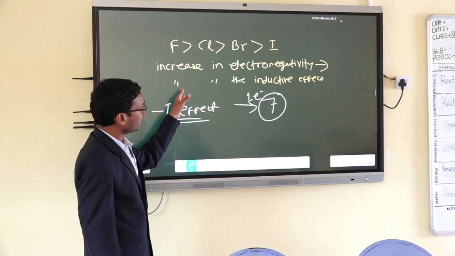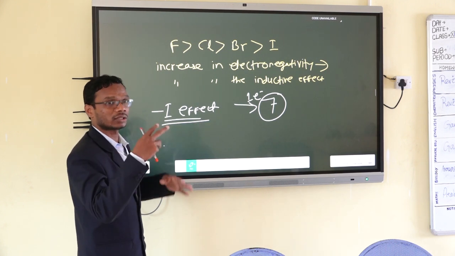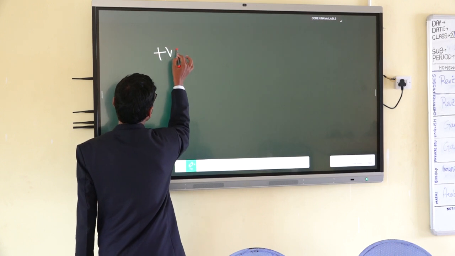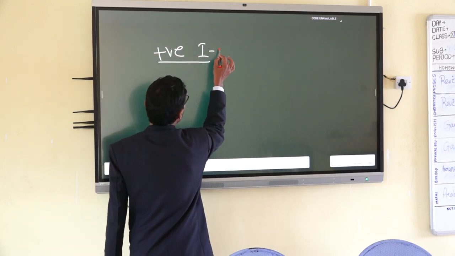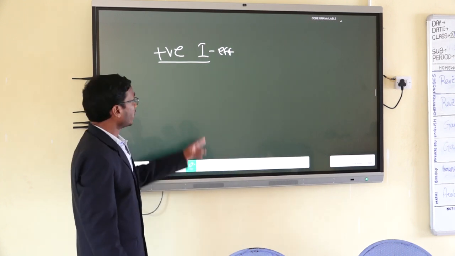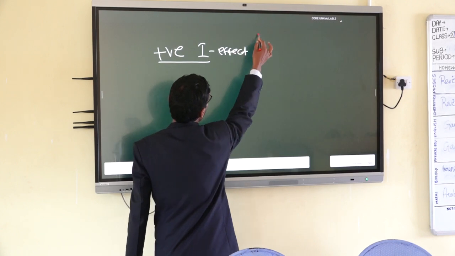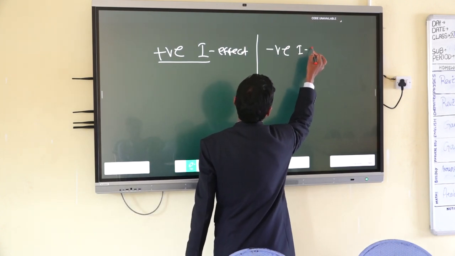Now inductive effect is again of two types. One is positive inductive effect and another is negative inductive effect. So what is positive inductive effect? The short form is I effect, we have to write I effect. Positive inductive effect and negative inductive effect.